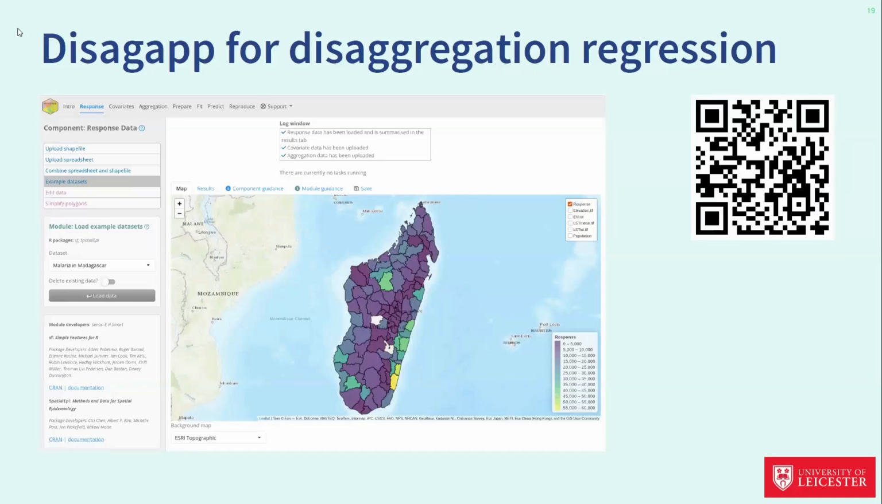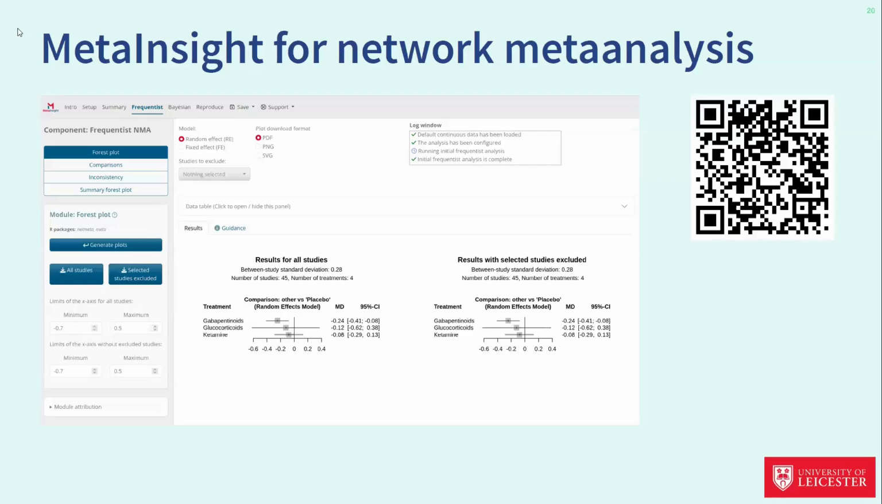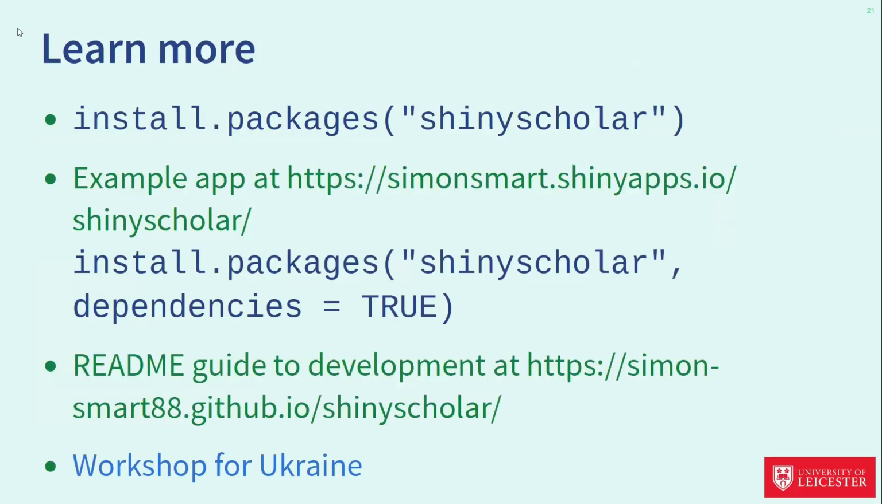So there's some examples of what we've used this for. Disag app is an app for disaggregation regression. This is a technique that can be used to produce high-resolution predictions from data that's aggregated into polygons. So in this case, malaria in Madagascar. And then I've also been working on refactoring an existing app called MetaInsight for network meta-analysis. So this is particularly of interest in terms of reproducibility for NICE. So any analyses conducted that are now running this should be more useful to the community.